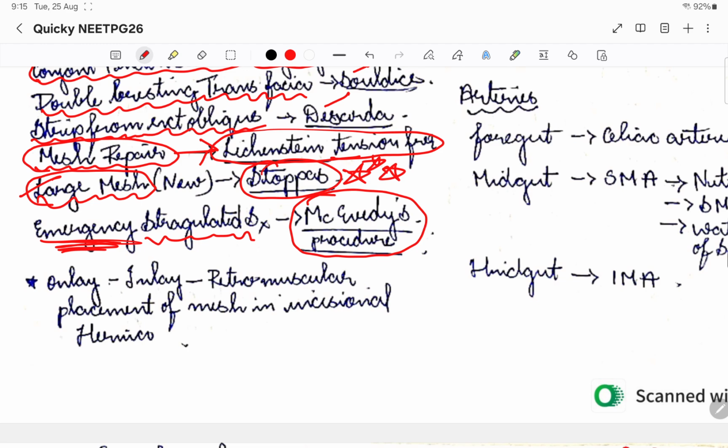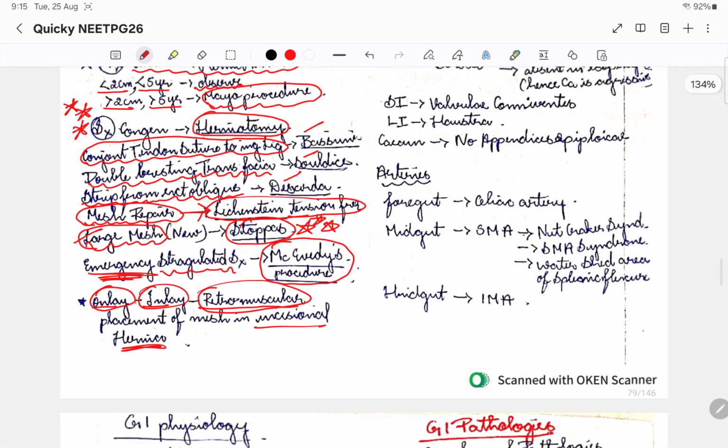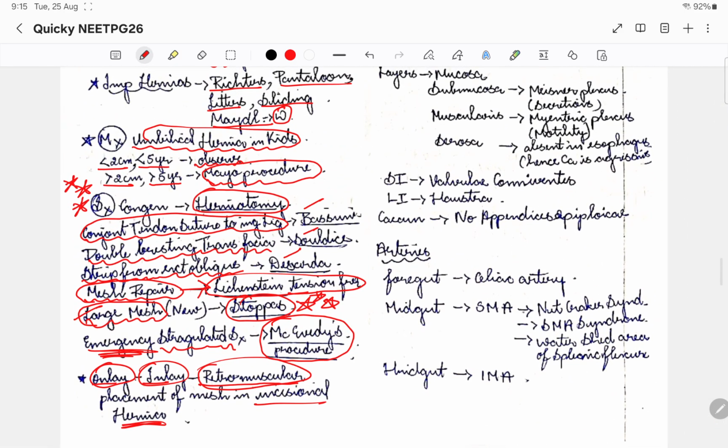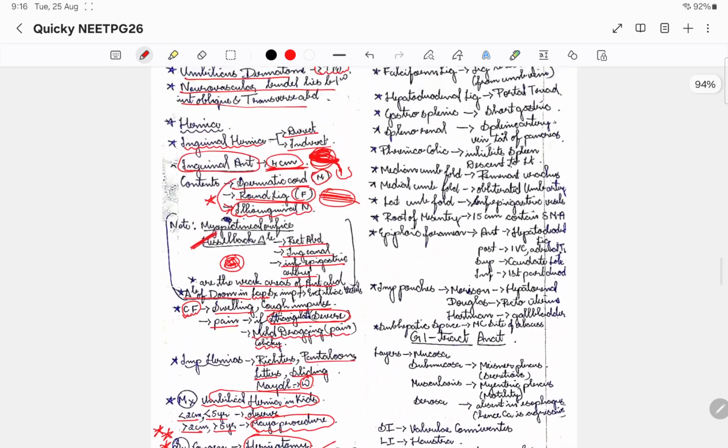There is something called onlay, inlay and retromuscular procedure. If it is an umbilical hernia happening in adults, these are the places where we place the mesh. So this is the placement of mesh in incisional hernia. Basically, if an incision has been done for some other abdominal surgery and a hernia happens, this is where the meshes will be placed: onlay, inlay and retromuscular. So these are the places.